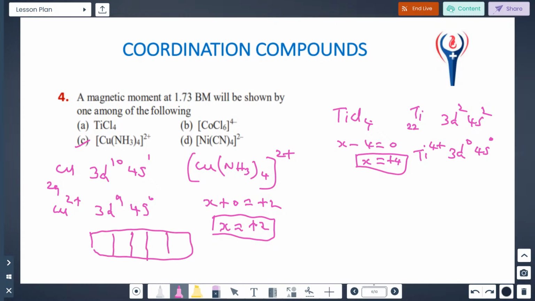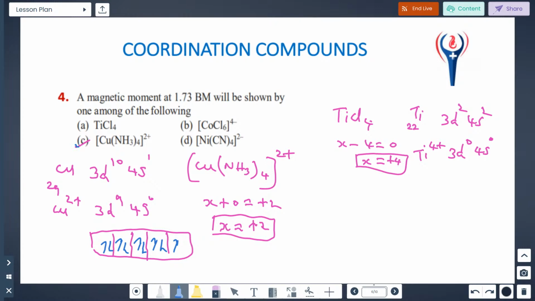These are all simple, you know that. Okay, so how to fill up these 9 electrons? 1, 2, 3, 4, 5, 6, 7, 8, 9. So how many unpaired electrons do we have? Only one unpaired electron. So only one unpaired electron means we are getting what? 1.73. Okay, so this is the answer.